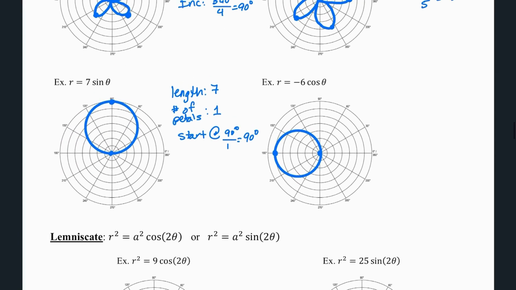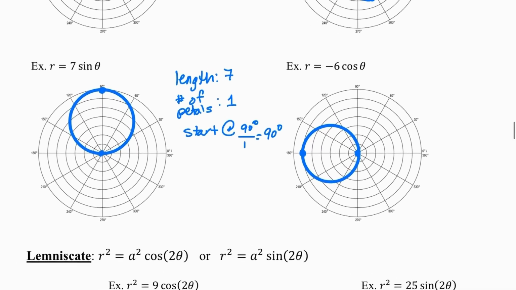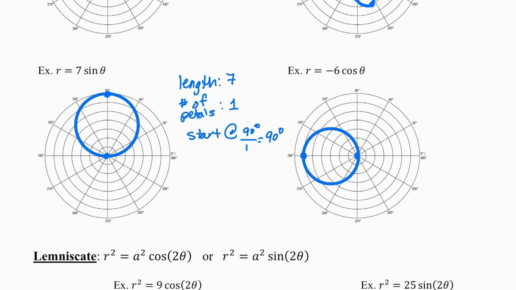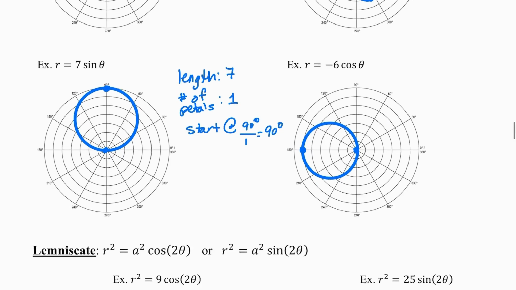So just make sure you recognize that. That's what a single petal rose looks like. It's a circle. If this was a -7 sine theta, it would have been a circle down here. Again, if this was +6 cosine, it would have started here. So these single petal roses start on an axis, depending on cosine or sine or positive or negative.